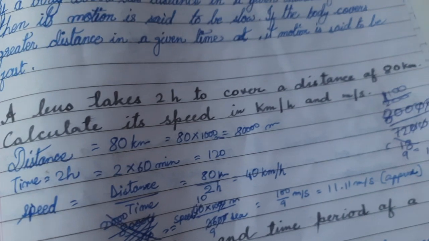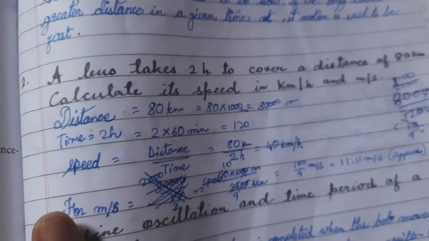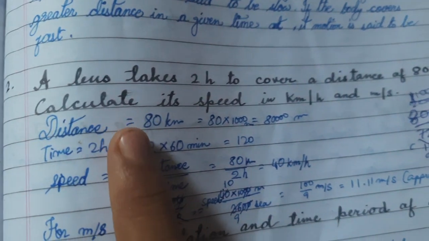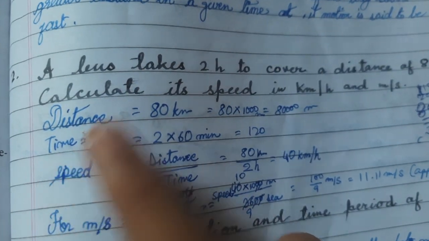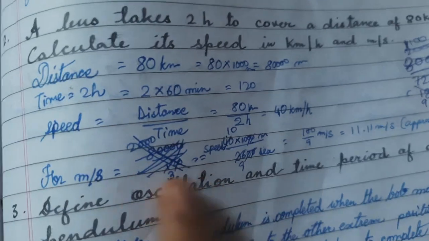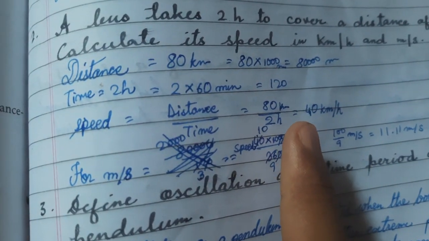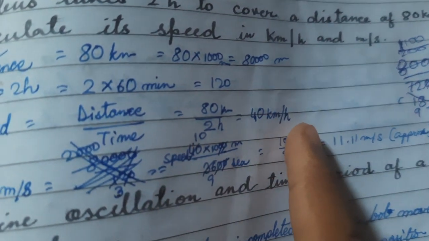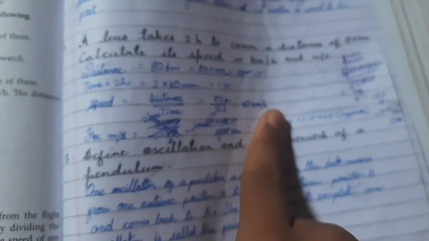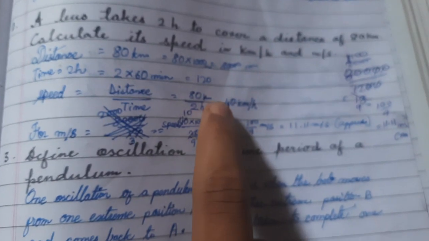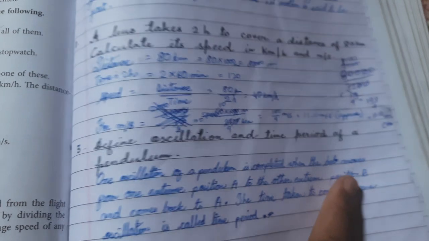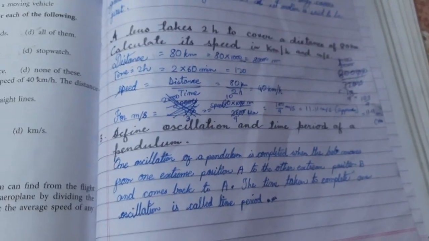As I said, there are two ways to convert kilometers per hour to meters per second. First, make the distance into meters and the time into seconds, then divide. Otherwise, calculate the speed first, then convert the speed into meters and the hour into seconds. These are the two ways.